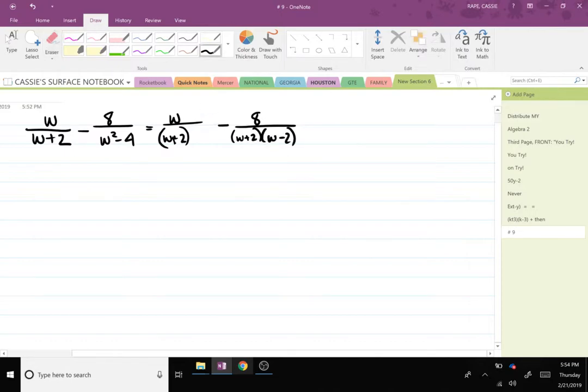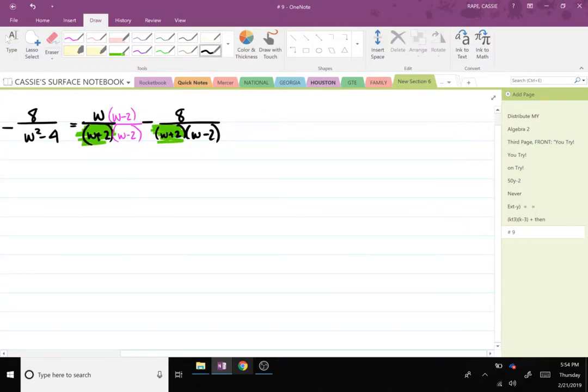Now, hopefully you're getting the hang of the idea that you're looking for what they have that is shared. So W plus 2 and W plus 2 are shared. And what do you have that is not? Because you've got to make sure that they both have equally the same thing. You will notice that the right-hand side has a W minus 2. So you have to multiply by W minus 2 over W minus 2 to give the left-hand side the common denominator of W plus 2 times W minus 2.